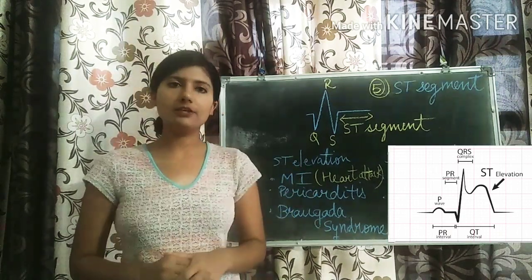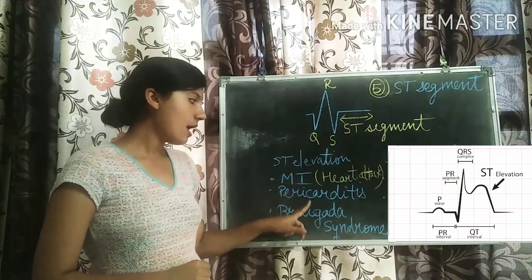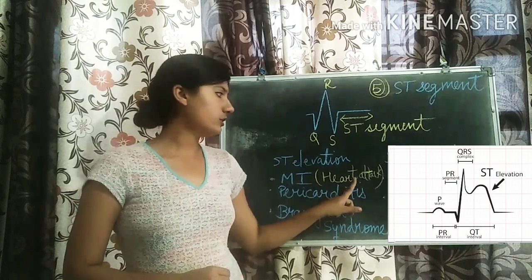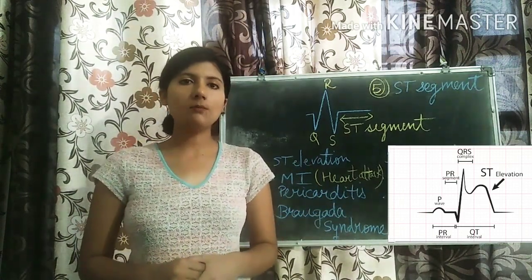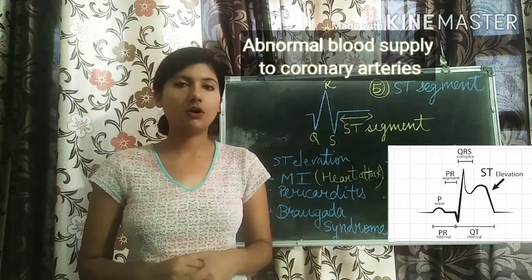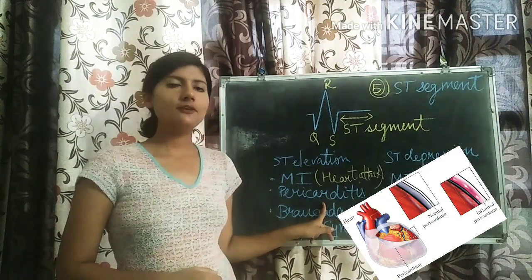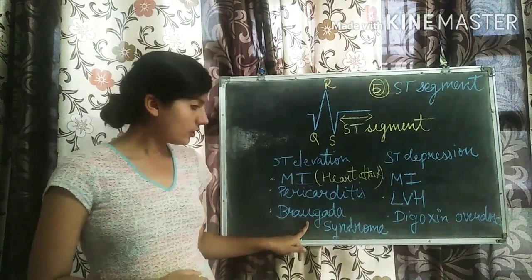ST segment elevation may denote three conditions, that is myocardial infarction, pericarditis, or Brugada syndrome. Myocardial infarction is also known as heart attack. It is a condition when there is abnormal supply or loss of supply to the heart vessels or coronary artery. Second condition is pericarditis, which means filling of fluid in the pericardium layer of the heart. Third condition is Brugada syndrome.